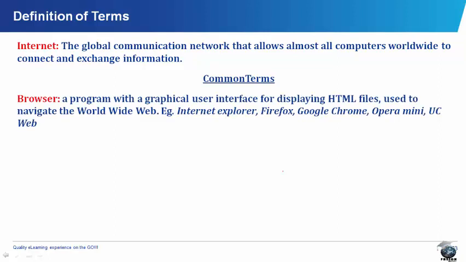First of all, the browser. The browser is a program with a graphical user interface for displaying HTML files. As we consider this, we're going to learn what HTML means. This is used to navigate the World Wide Web. Examples of browsers include Firefox, Google Chrome, Internet Explorer as used for computers, and also Opera Mini, UC Web, and others used in our phones.